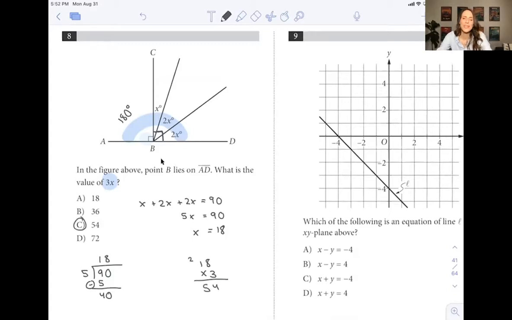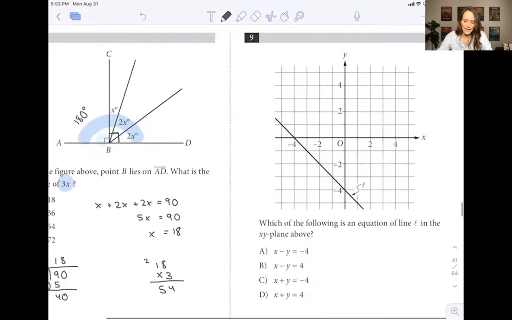And I've seen so many students accidentally put A for this answer just because they rushed and they put down what x was equal to instead of putting down what 3x was equal to. That's a painful mistake to make. Don't do that on test day.